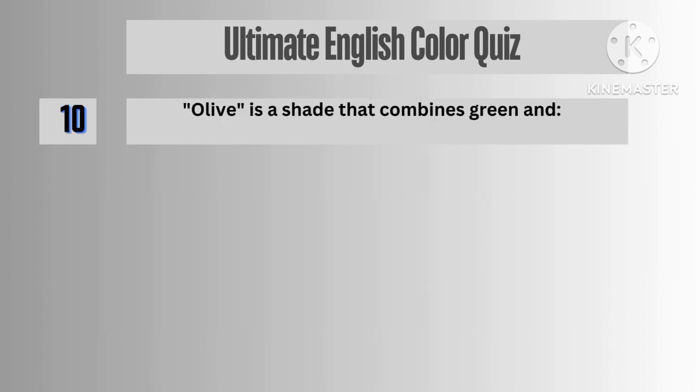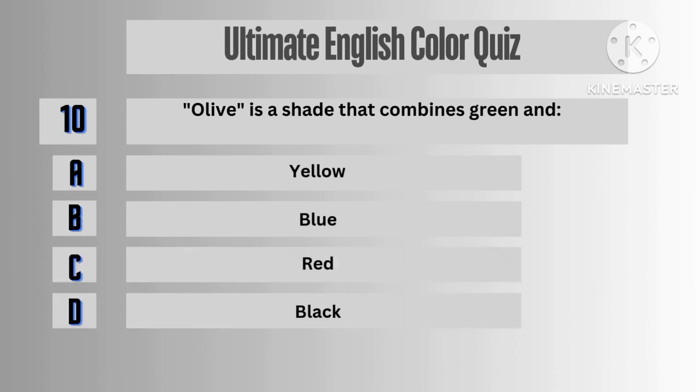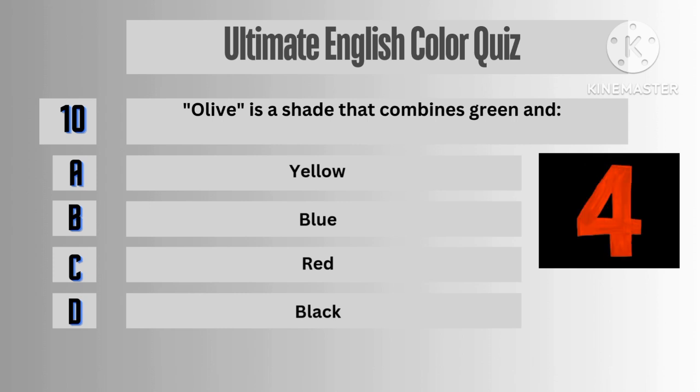Question number 10. Olive is a shade that combines green and option A yellow, option B blue, option C red, option D black. 5, 4, 3, 2, 1. Correct answer is A yellow.